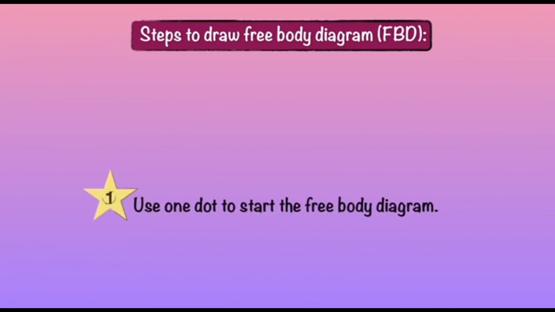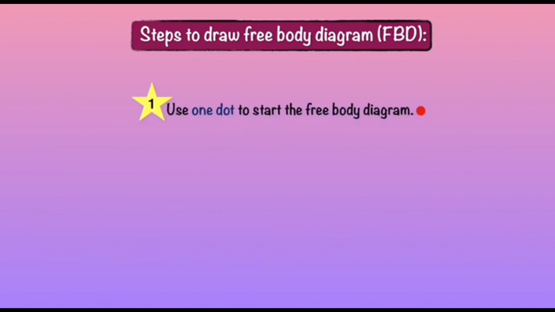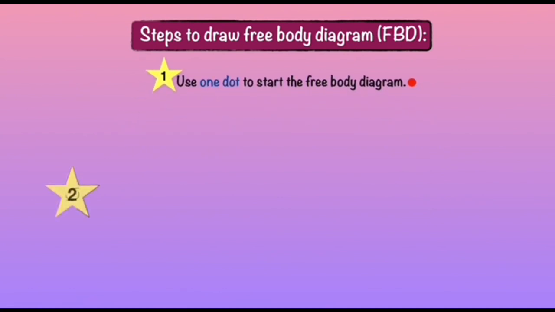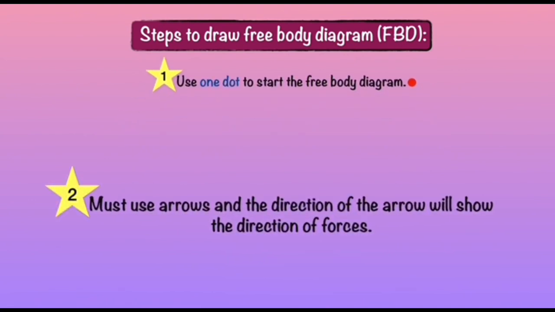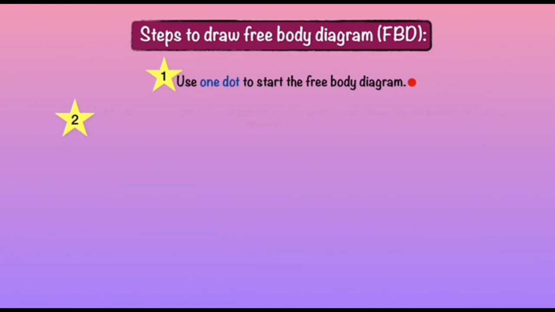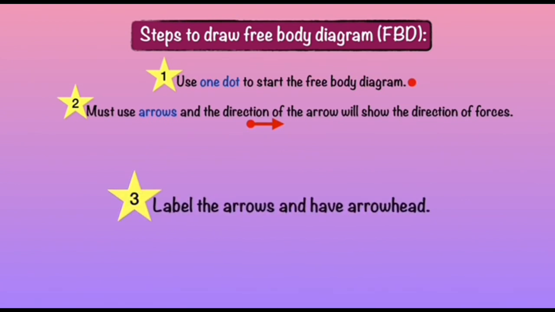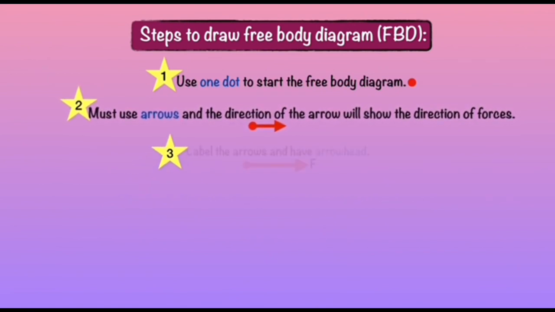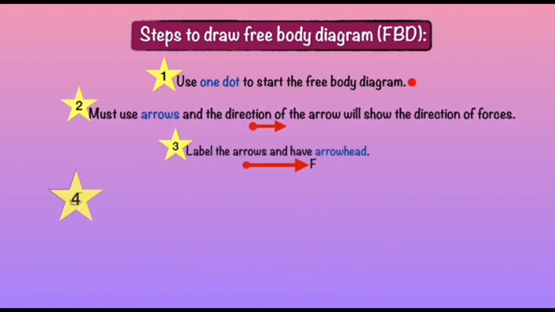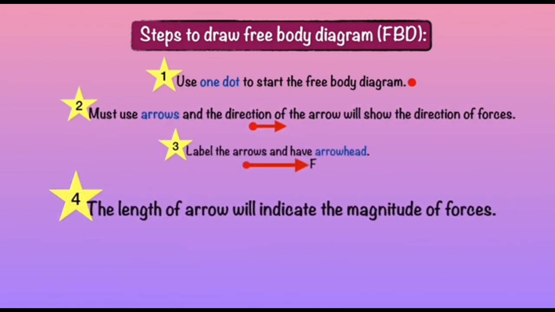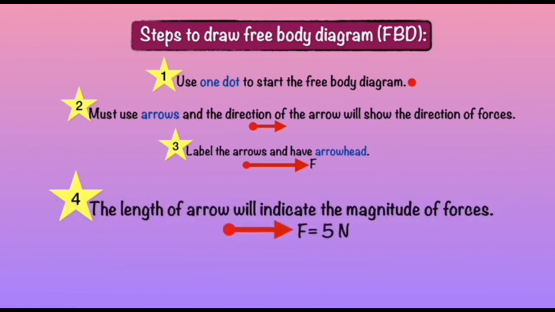There are 4 steps in drawing a free body diagram. The first is to use one dot to represent the starting point of the free body diagram. The second step is to draw arrows. The direction of each arrow indicates the direction of the force. The third step is to label the arrows and make sure each arrowhead is pointing in the right direction. Finally, the fourth step is that the length of each arrow will indicate the magnitude of the force.